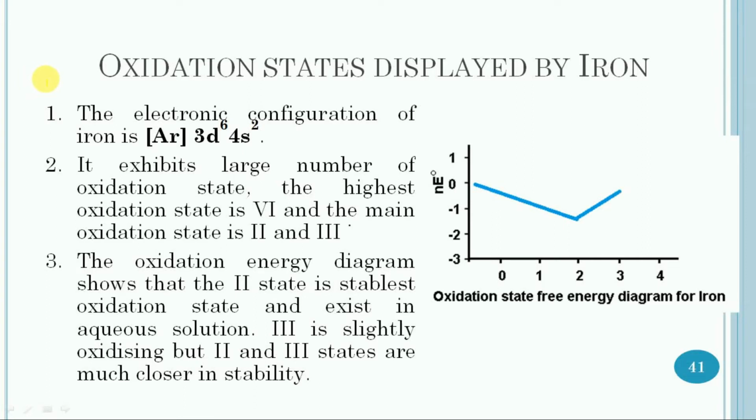Oxidation states displayed by iron. Iron is the fourth most abundant element in Earth's crust after oxygen, silicon and aluminium. The chief ores of iron are hematite, magnetite and limonite. The preparation of iron involves the reduction of oxide by carbon in the blast furnace.